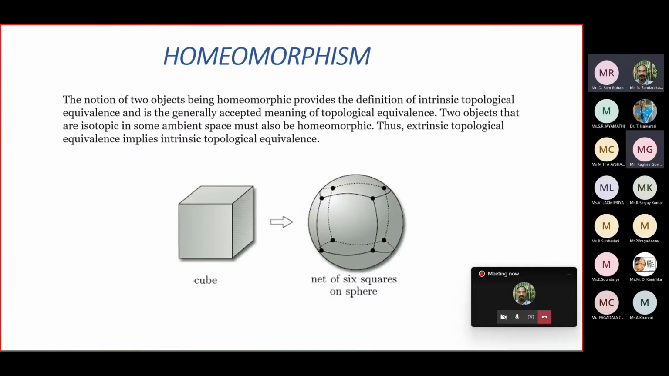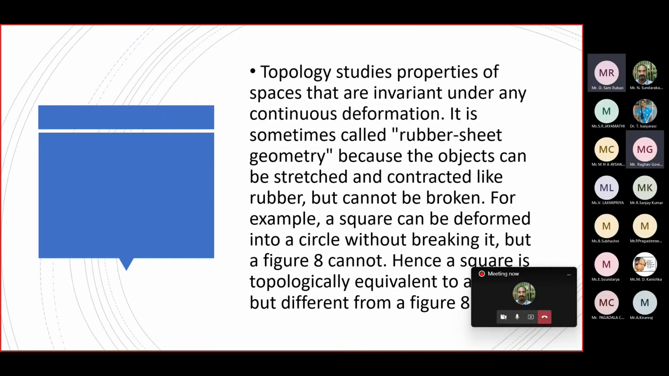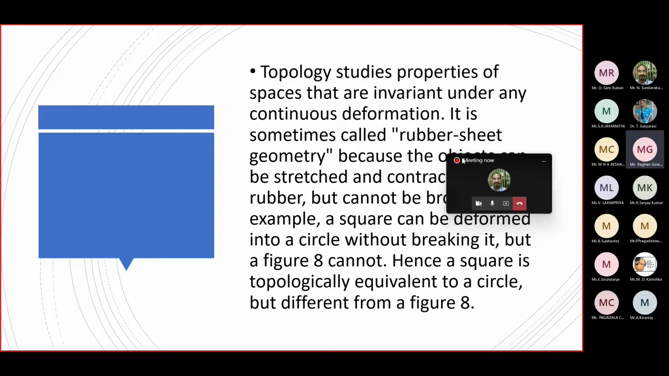For example, a square can be deformed into a circle without breaking it. This is a transformation of objects in a geometrical way, but it cannot turn into a figure 8. Hence, the square is topologically equivalent to a circle, but different from a figure 8.